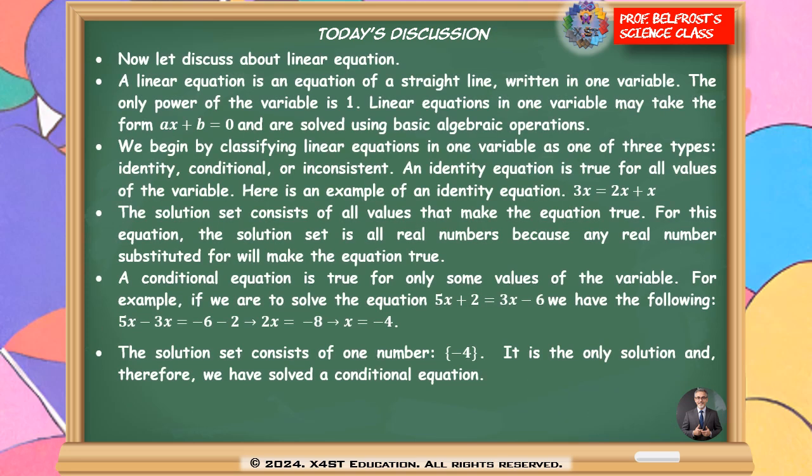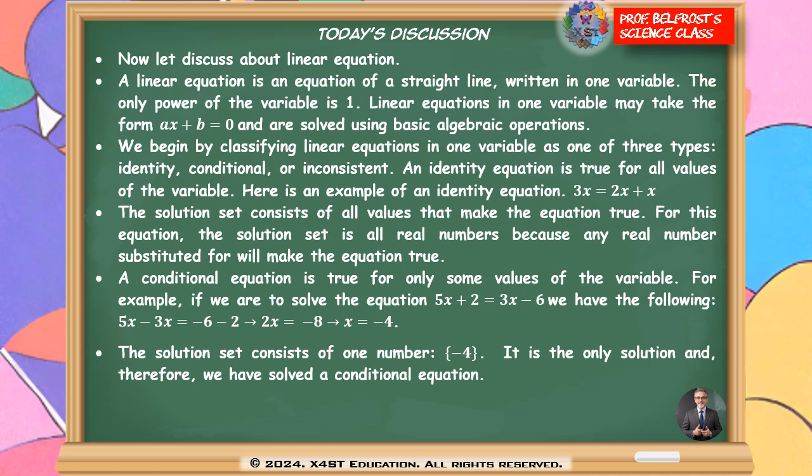Now let's discuss linear equations. So what is a linear equation? It is an equation of a straight line written in one variable. The only power of the variable is 1. A linear equation in one variable may take the form ax plus b equals 0 and is solved using basic algebraic operations. We begin by classifying linear equations in one variable as one of three types: identity, conditional, and inconsistent.